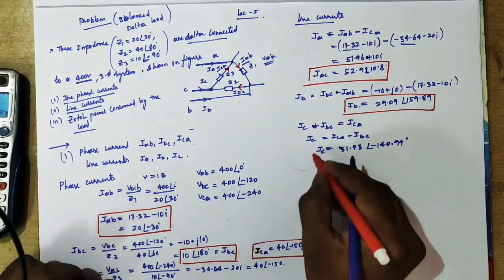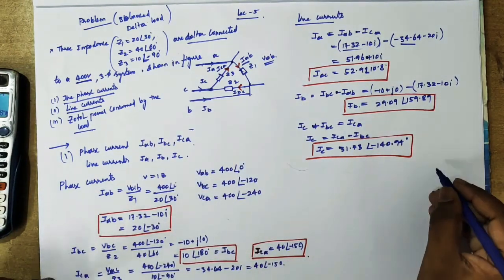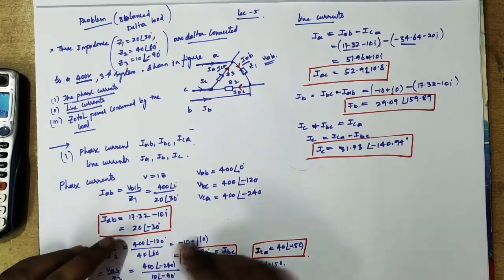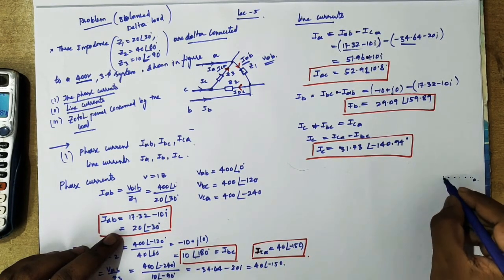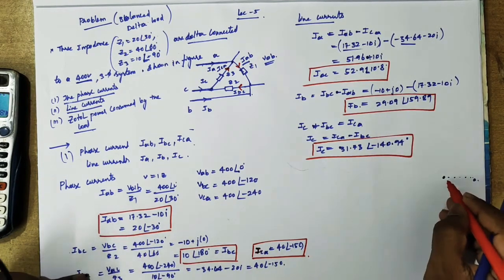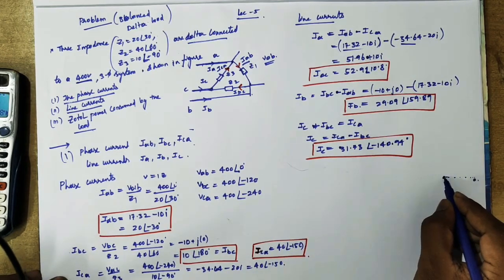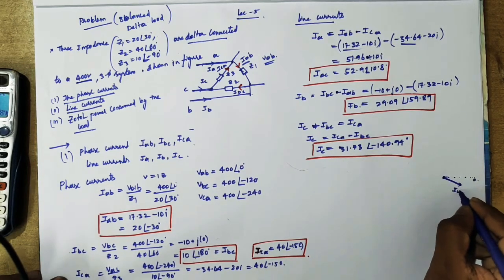So you obtained the phase currents and line currents. So let us draw the phasor diagram of line currents and phase currents. First of all, we will draw the phase currents. This is the 0 degrees phase reference. Okay, IAB is 20 at an angle of minus 30 degrees. So I am drawing that. Minus 30 degrees, it is lagging 0. So I am representing that as IAB.